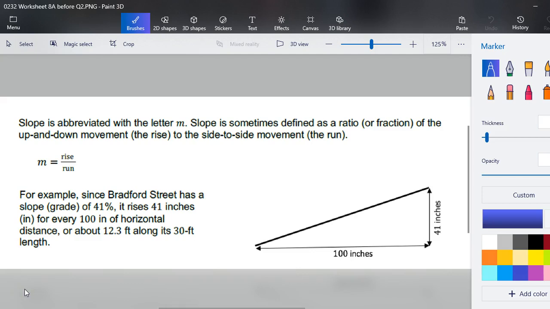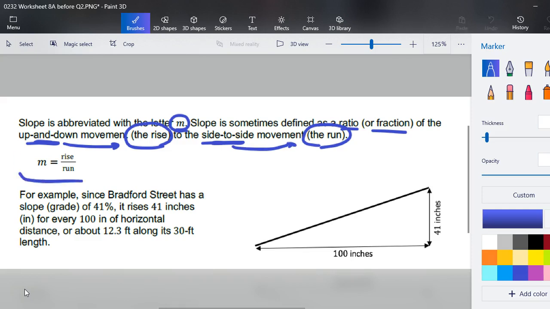Slope is abbreviated with the letter M. It's sometimes defined as a ratio or a fraction of the up and down movement. You've probably heard rise over run. So it's up and down, which indicates the rise, and side to side, which is the run. Here's a fraction of that, where the slope is rise over run. You may have seen other ways to describe slope, like delta y, meaning change in y, which again is the up and down, over delta x, change in x, which is the running, the left and the right.